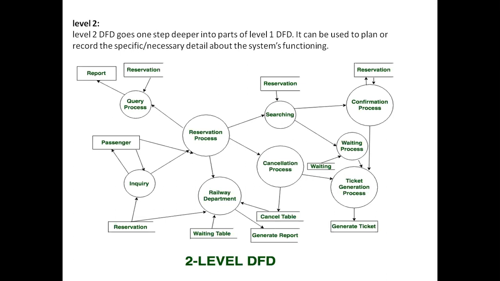This is the level 2 data flow diagram. It is having all the necessary details, all the necessary information about the passenger reservation process, report, ticket generation, cancellation, everything. Detailed information is given in this level 2 data flow diagram.